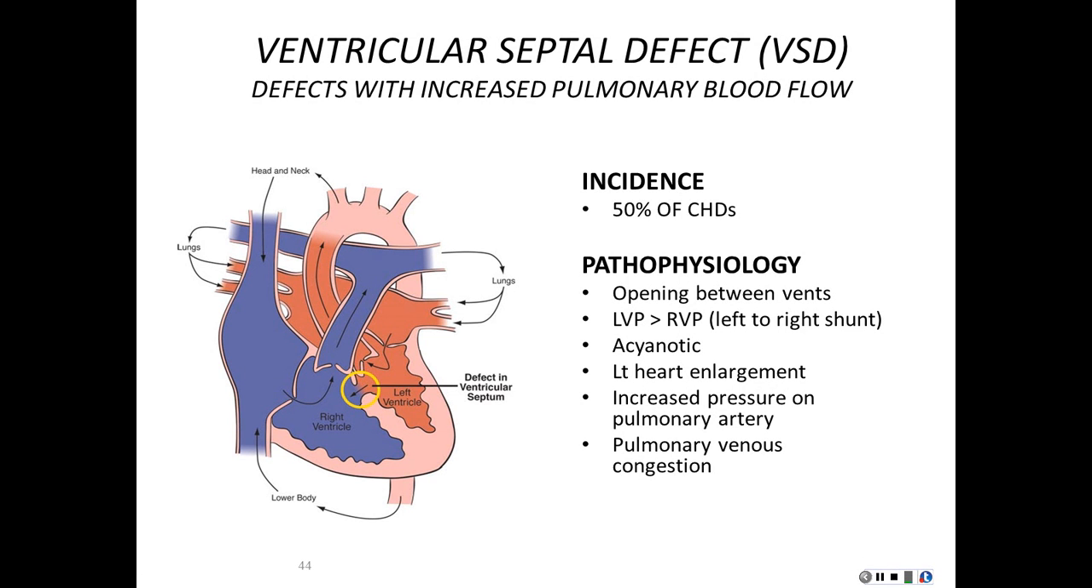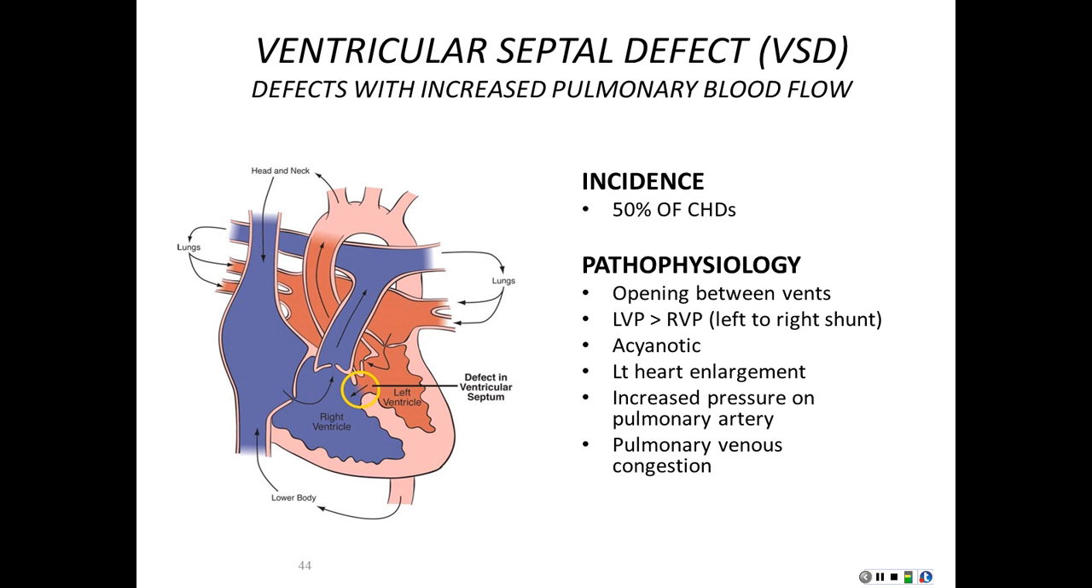We're looking at defects with increased pulmonary blood flow, or in other words, a left to right shunt. The second in the series is ventricular septal defects. Ventricular septal defects compose about 50% of all congenital heart defects. These defects may be isolated or may be associated with other congenital anomalies, but anyway, they account for about 50% of all the congenital anomalies.